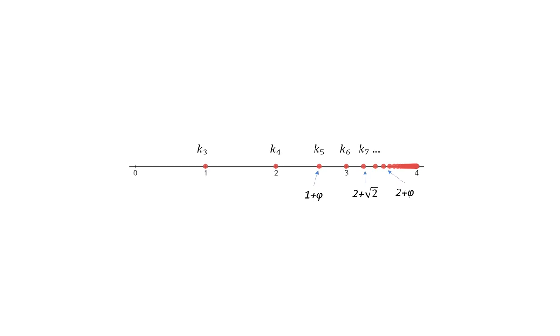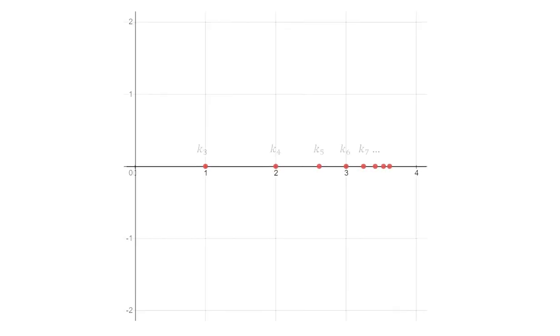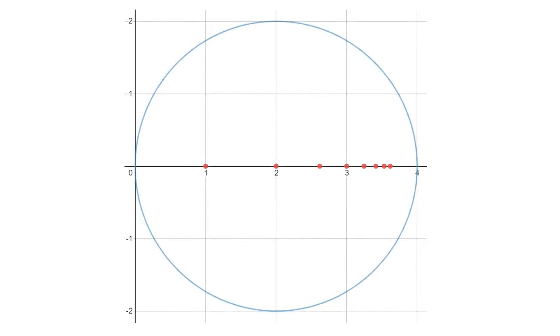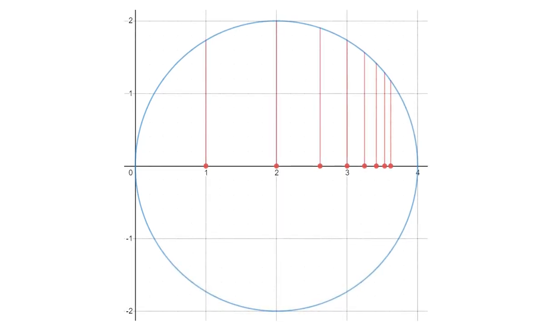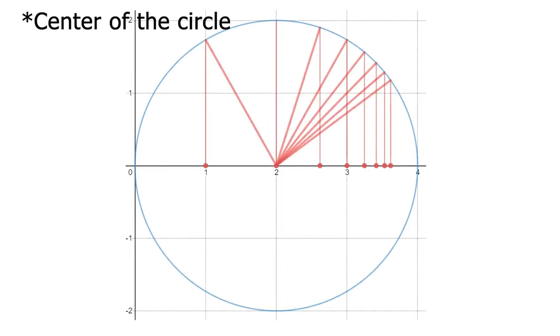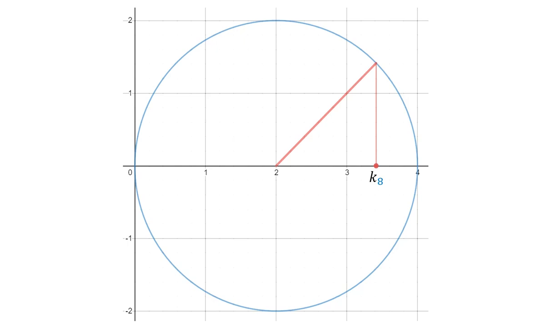We can remove all but the first few points for clarity. And then we can draw a circle. Now, connect each number to the point on the circle above it, and then to the origin. If we look at the angle associated with each value k_n, we see that it's actually 2 pi divided by n, 1/nth of a full rotation. For example, k_8 forms an angle of 2 pi over 8.